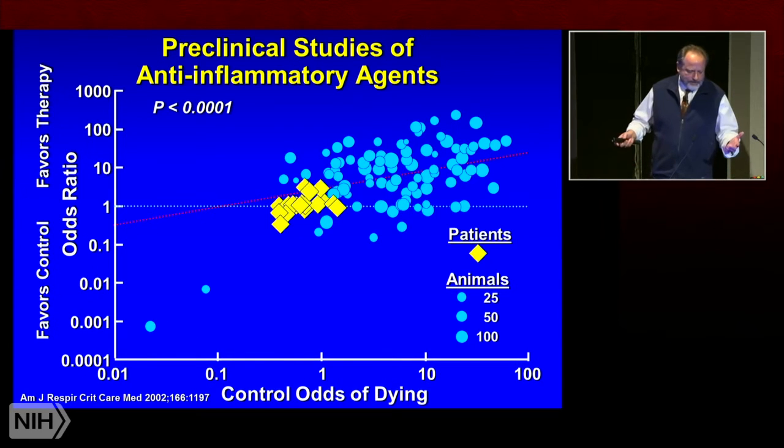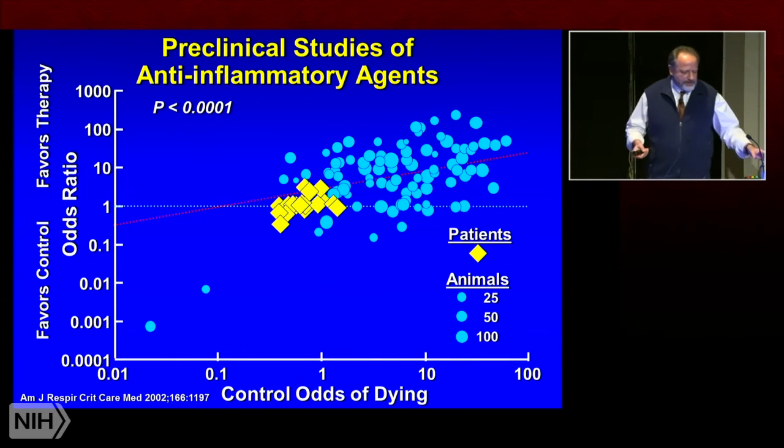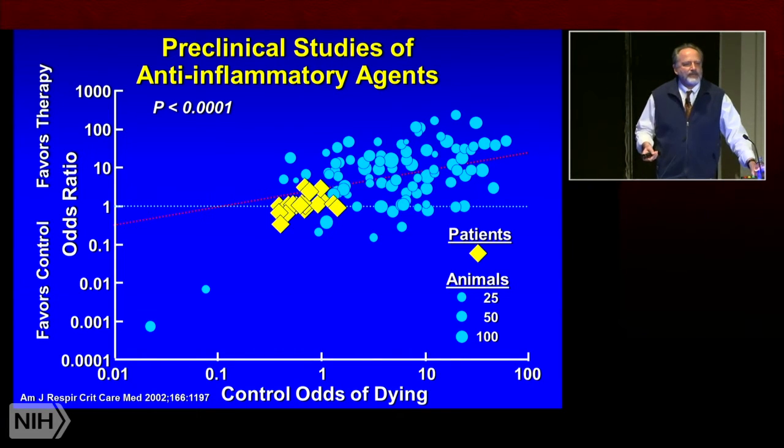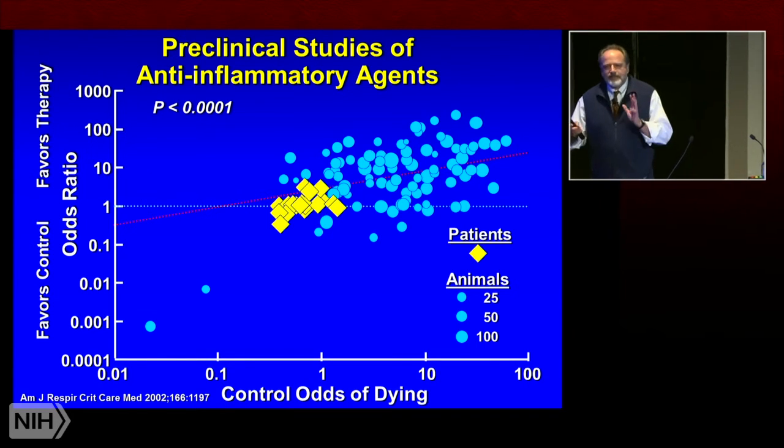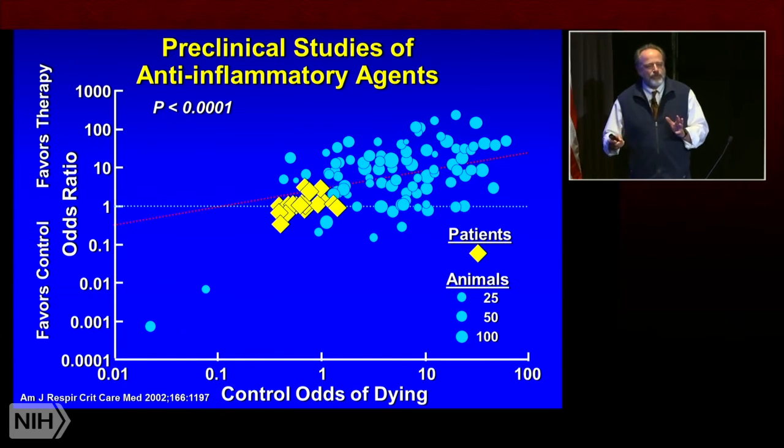So the next question you would ask is, all this is retrospective data. Can I do an experiment prospectively and test this hypothesis? The treatment effects in the human clinical trials were very small, but the control mortality rate was very similar at 30%, and it's only at high control mortality rates of 70, 80% that anti-inflammatory agents are beneficial.